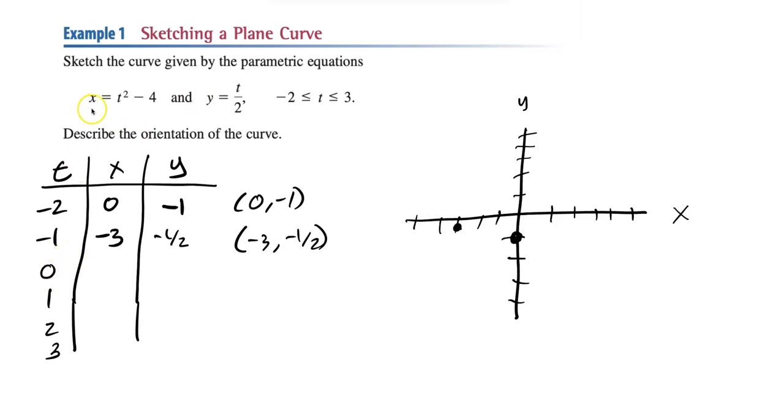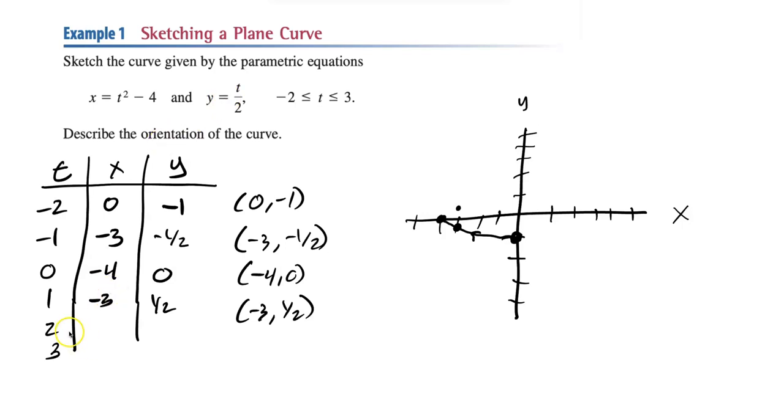And then we're plugging 0. 0 squared minus 4 is negative 4. 0 over 2 is 0. So we get 0 and negative, other way around. Negative 4 and 0. So right there. So right now our curve is kind of going like this. And that's the direction it's going. Right, it's going in this direction. Plug in 1. 1 squared minus 4 is negative 3. 1 over 2 is 1/2. So negative 3 and 1/2.